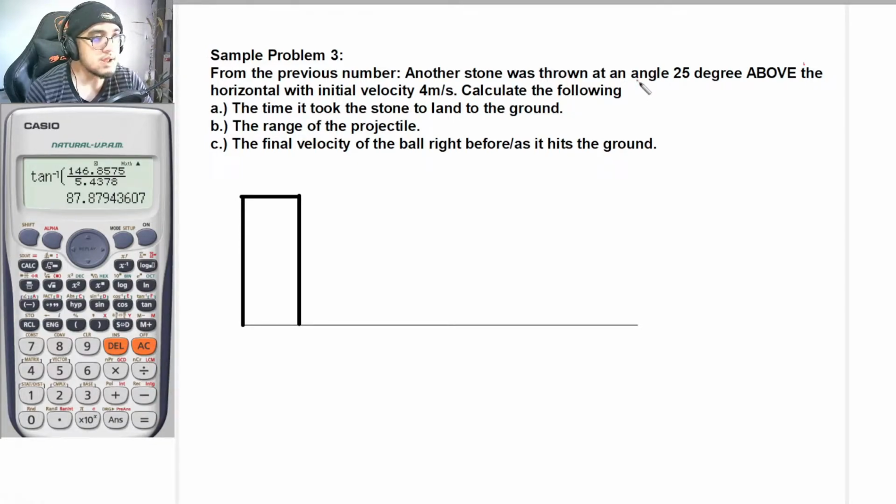So before anything else, I will just be drawing our figure here for us to better visualize the problem. So suppose that this is your stone. And this stone was thrown at an angle of 25 degrees above the horizontal with an initial velocity of 4 meters per second. So with that, our Vi is equal to 4 meters per second, and this particular angle here is 25 degrees. So once again, we will now be computing for these particular values.